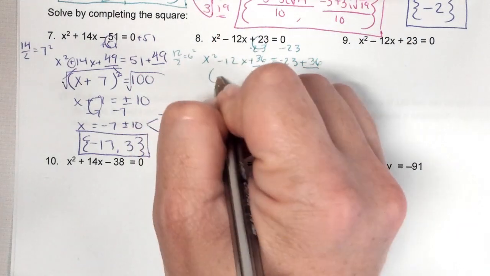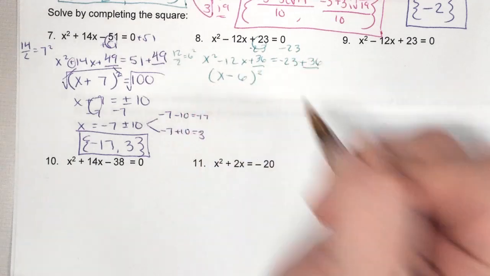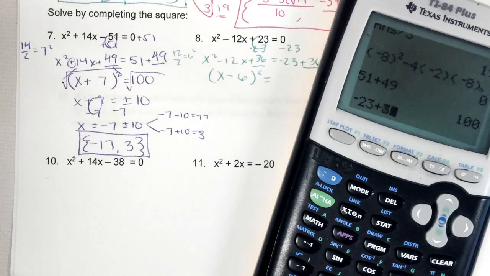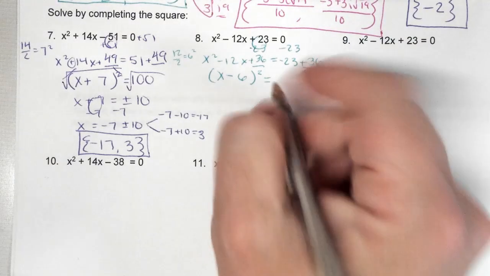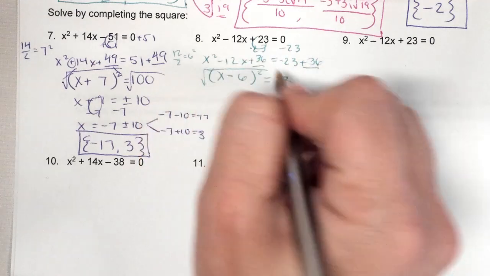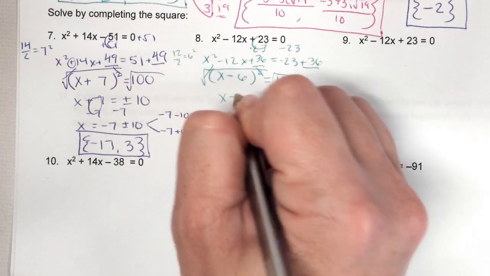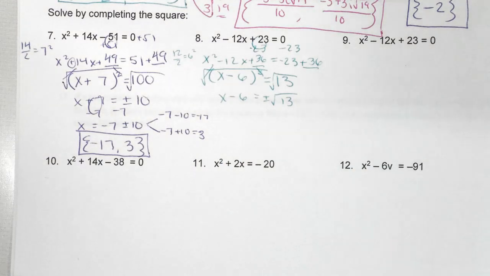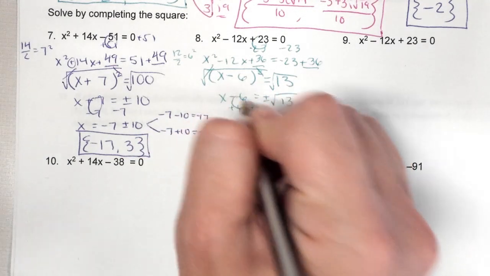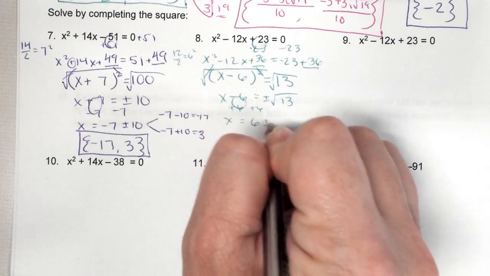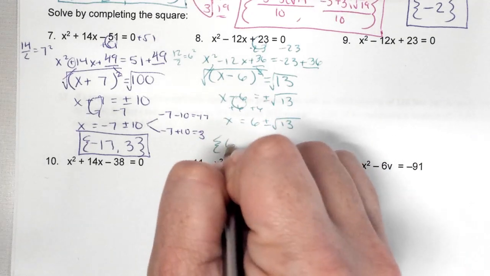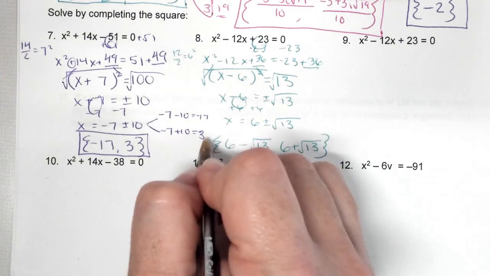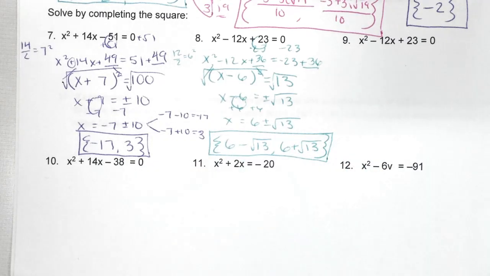So this leaves me with x minus 6 squared equals negative 23 plus 36. And I get 13. So I square root both sides. Square root cancels the square, and I get x minus 6 equals plus and minus square root of 13. 13 is prime, so it doesn't break down. So I'm going to add 6 to both sides. And there's my answer. I get x equals 6 plus or minus the square root of 13. And there's my answer.